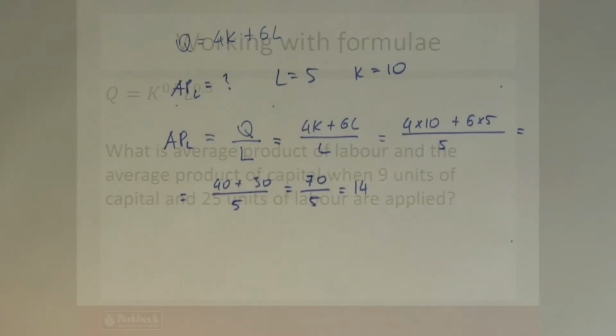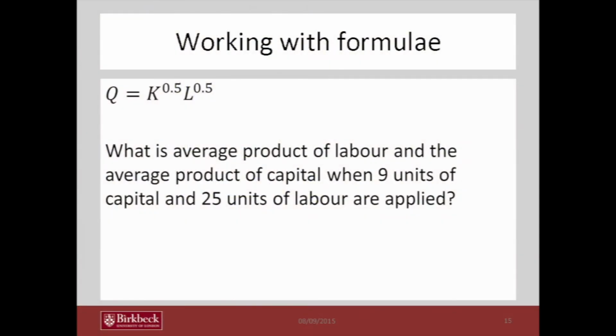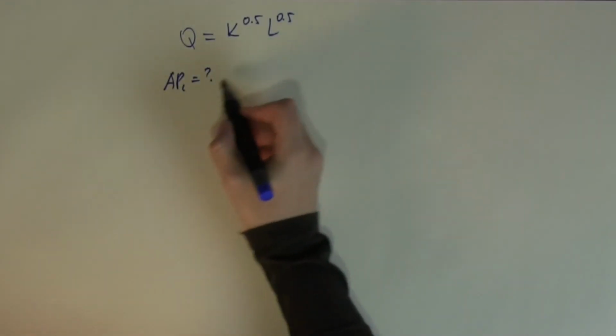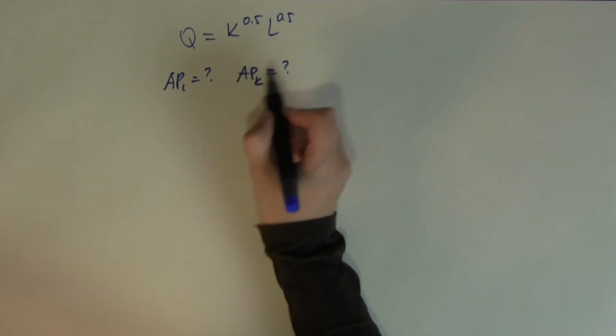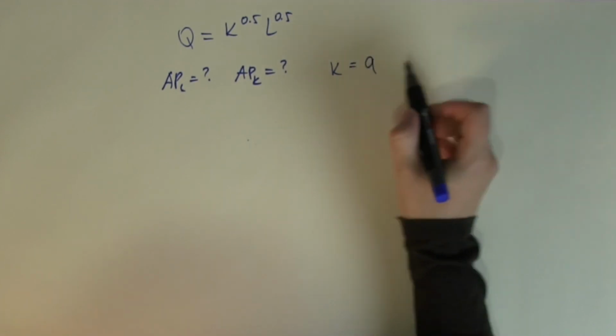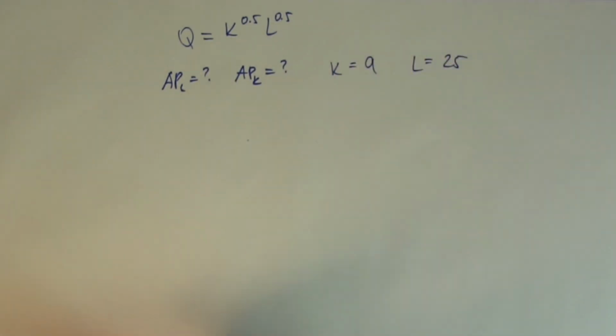One more question about formulae, and then we can move on to working with equations, how to solve linear equations. The last formula is the one that we've already seen, but the question here is, what is the average product of labor and the average product of capital when 9 units of capital and 25 units of labor are applied? So there are 2 questions now, when capital is 9 units and labor is 25 units.